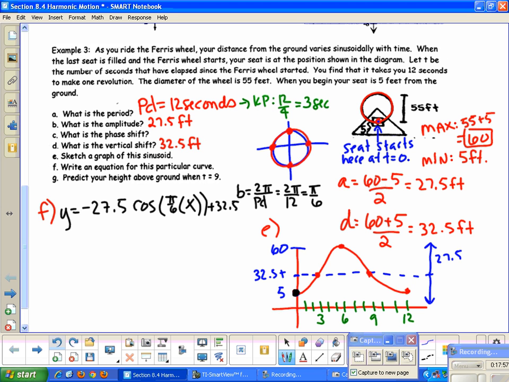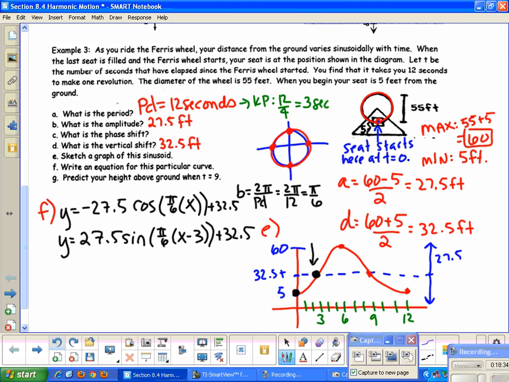So this would be one equation. Another equation, if I did sine, would be y equals, and if we start here on my graph, that would be a positive value because you're going up and then down. So 27.5, because that's my amplitude, times the sine of pi over 6 times x minus 3, because I had to shift my graph to the right 3 to get here, and then plus 32.5. So that would be my sine graph. Of course, there are many other equations that I could have picked.